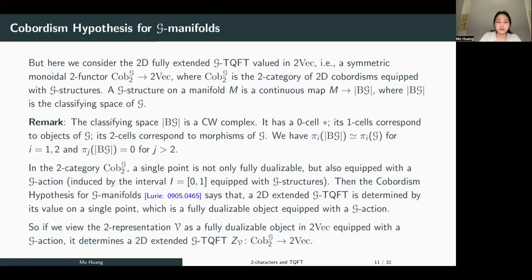In this 2-cobordism category, a single point is not only fully dualizable, but also equipped with a G action. Then the cobordism hypothesis for G-manifolds says that a 2-extended G-TQFT is determined by its value on a single point, which is a fully dualizable object equipped with a G action. So if we view this 2-representation V as a fully dualizable object in 2-Vect equipped with a G action, it determines a 2-extended G-TQFT.